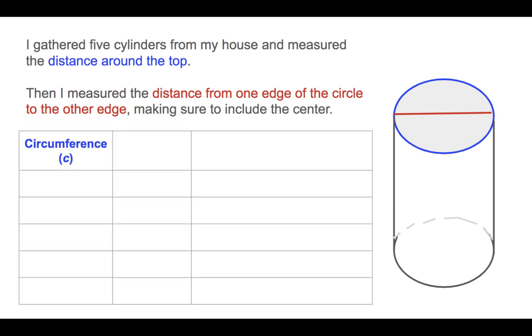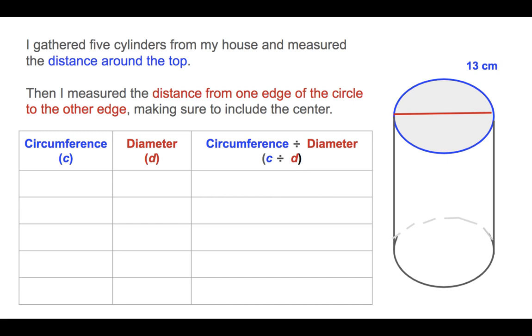Then I made a table. And in my table, I have the circumference, the distance around. I have the diameter, the distance across, again, going through the center. And then I decided to divide the circumference and the diameter.